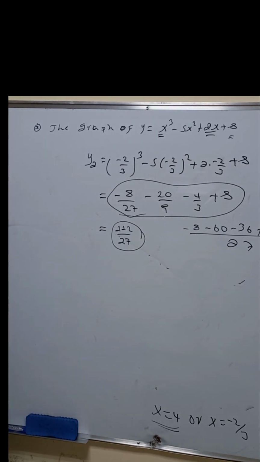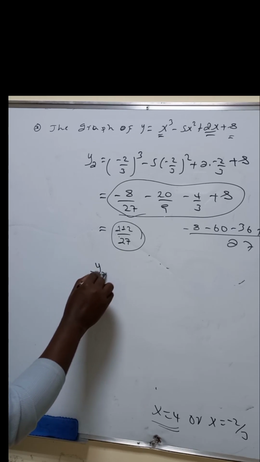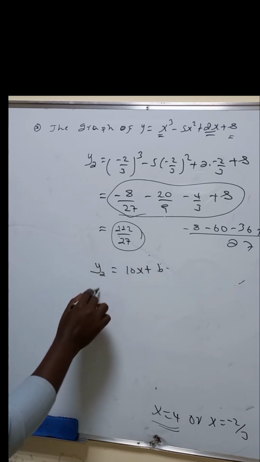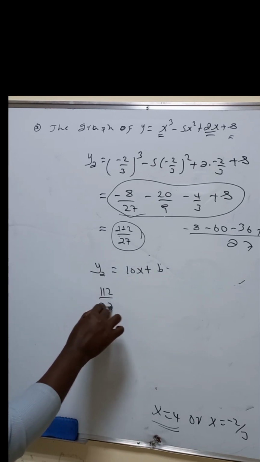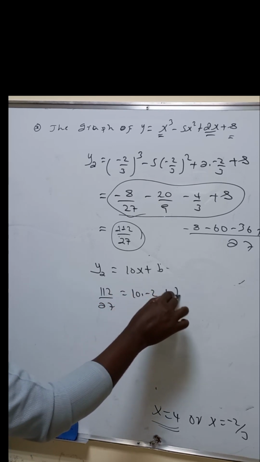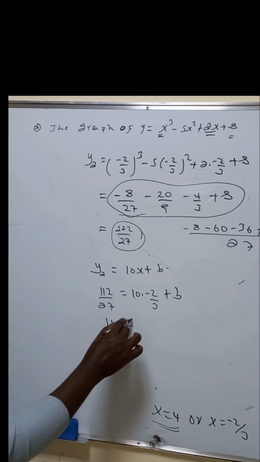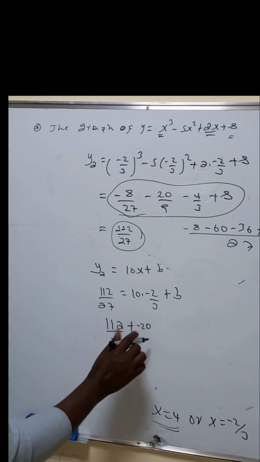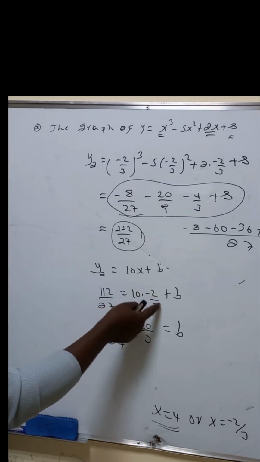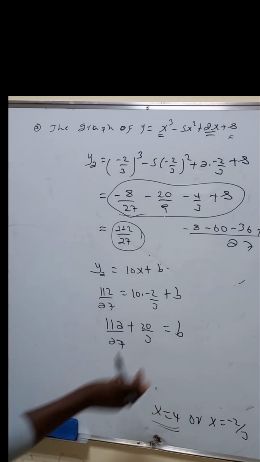Now the equation of the second line is going to be y = 10x + b. So 112 over 27 is exactly 10 times minus 2 over 3, plus b. So 112 over 27 plus 20 over 3 is exactly b, because 10 times minus 2 over 3 is negative 20, and when you bring this to the left, it becomes plus.